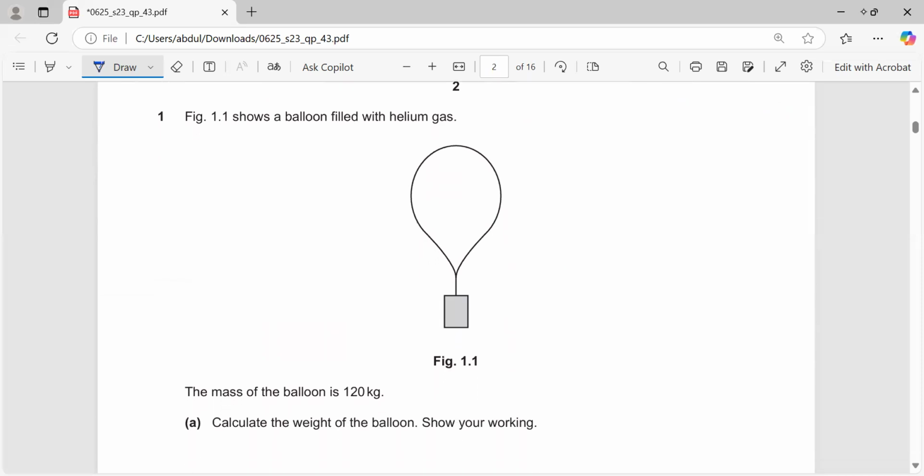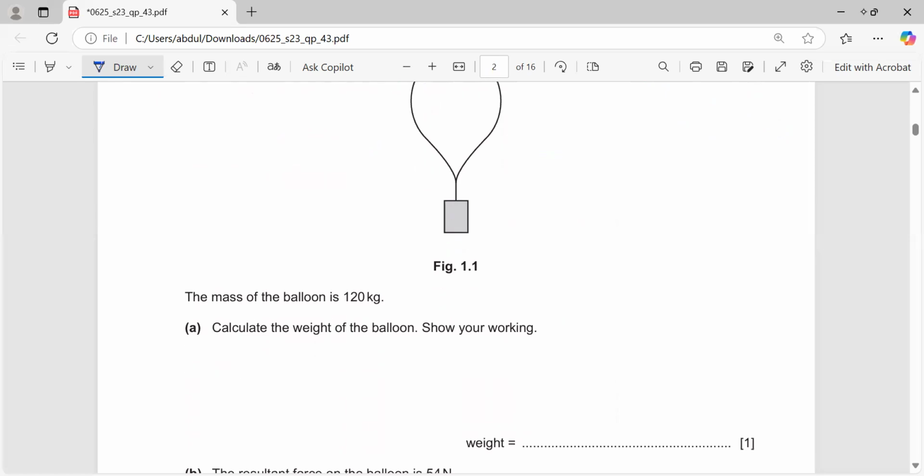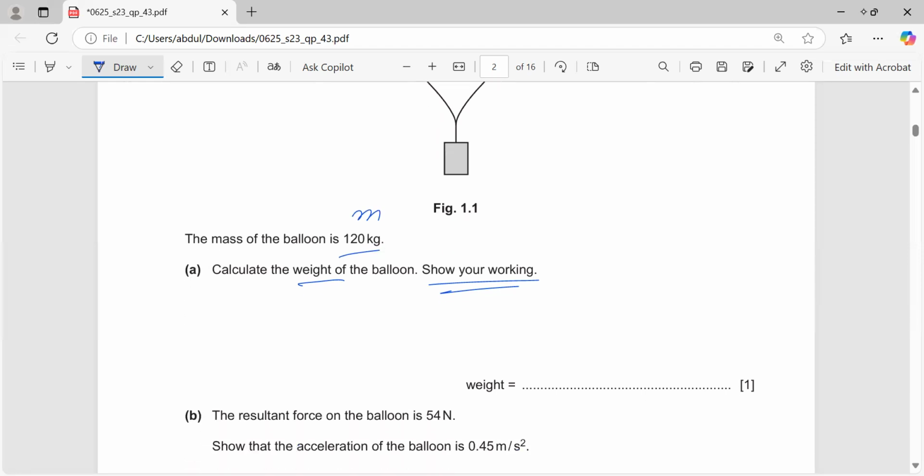Figure 1.1 shows a balloon filled with helium gas. The mass of the balloon is 120 kilogram. Calculate the weight of the balloon and show your working. Very important: if you are not showing the working, even if your answer is correct, you are not going to obtain the mark, because there is no 0.5 or 0.25 or 0.75. It is 0 or 1 in this case.